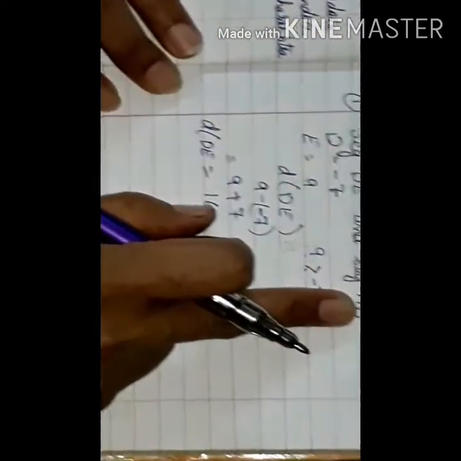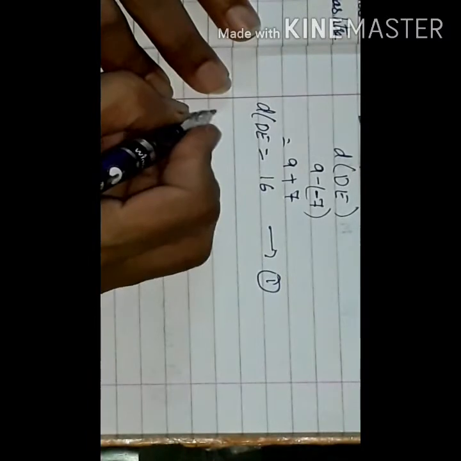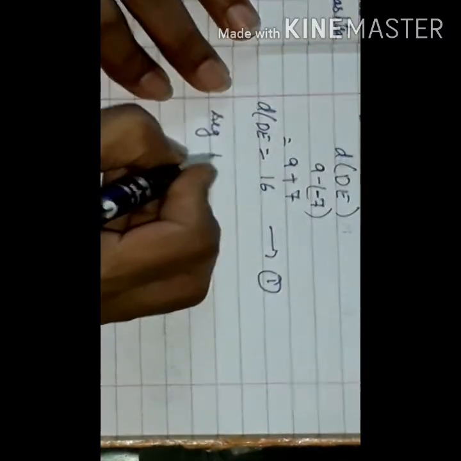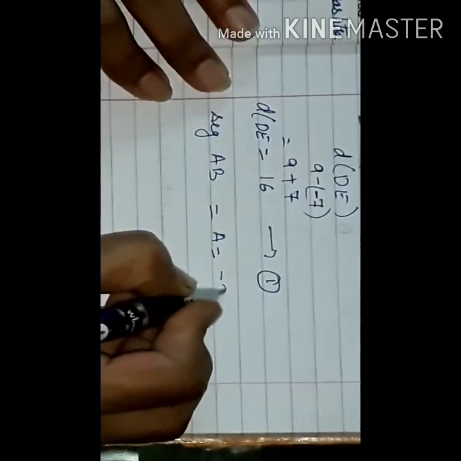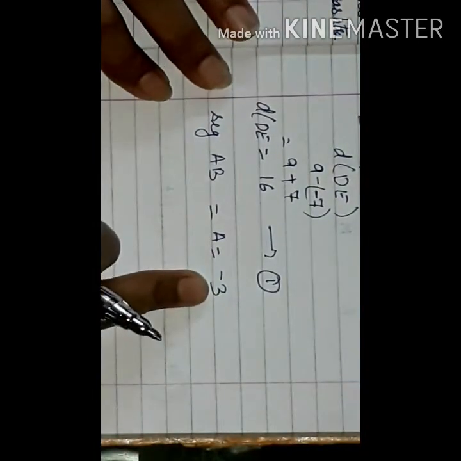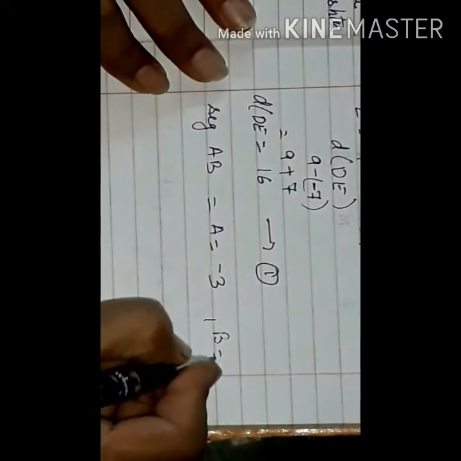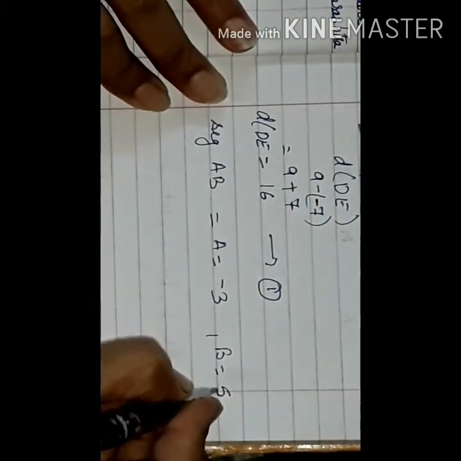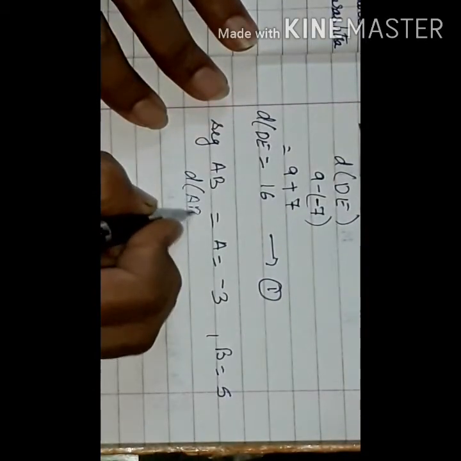Now, the second one is segment AB. So, we are going to find segment AB. In segment AB, A is minus 3. The coordinates have been given in the table, you can follow it. B is 5. Got it? So again we have to take the distance of AB.